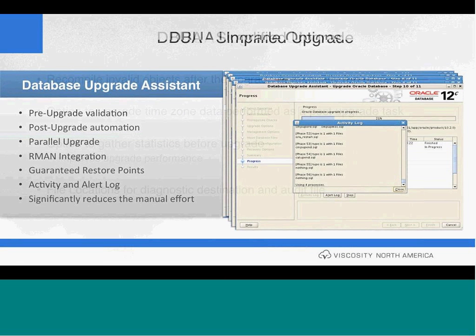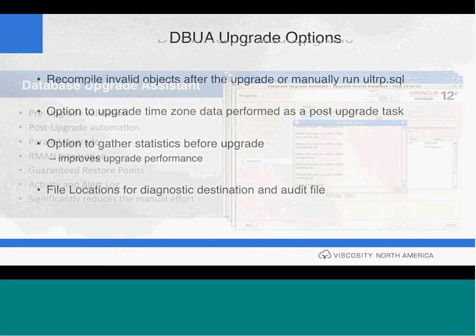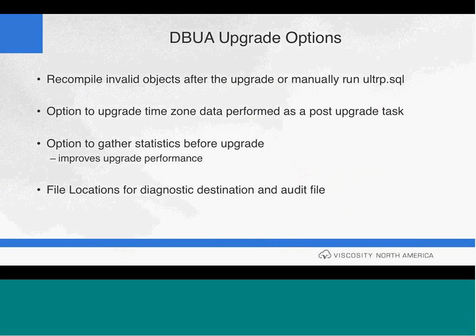So, great options. You can compile invalid objects after manually running utlrp. You can update the time zone as part of post upgrade. You can gather statistics before the upgrade; we found that it does improve upgrade performance overall. Change file locations, as we mentioned in the previous slide.